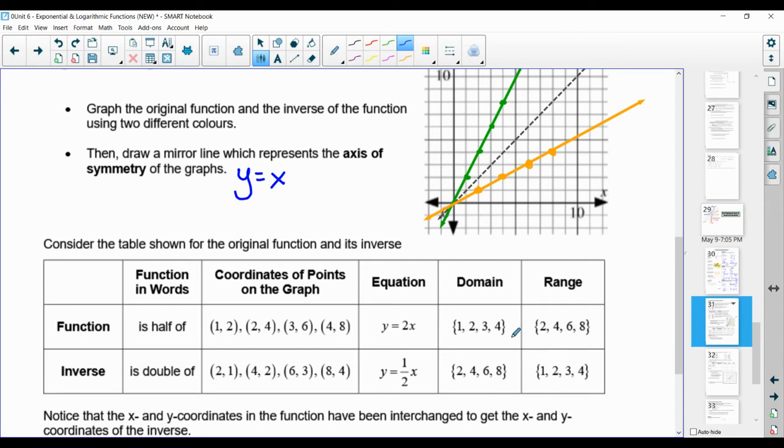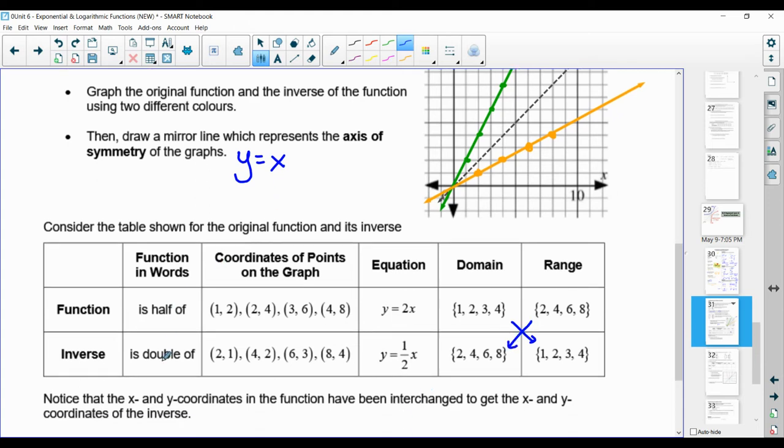Notice that the domain of the first function becomes the range of the second function. The range of the first function becomes the domain of the second. So, as we already talked about, notice that the x and the y coordinates in the function have been interchanged to get x and y of the inverse. So when we're going from original function to inverse, we literally just flip all of our x's and y's. If I gave you the function and asked you to graph the inverse, you would literally just flip all your x's and y's and replot.